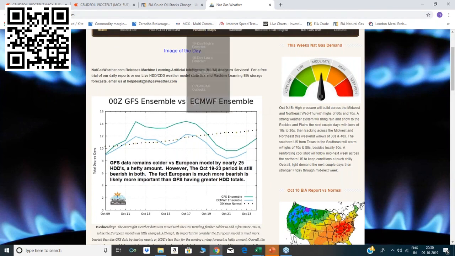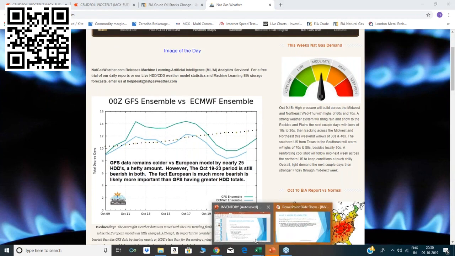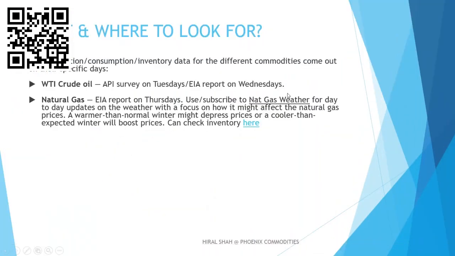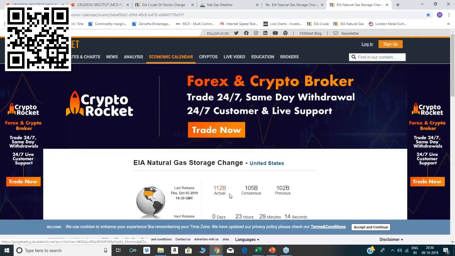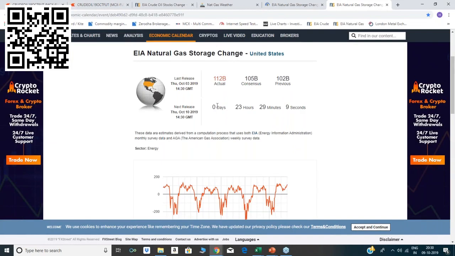So here we can look into that. Again, coming to our PPT. How do we check the inventory data of natural gas? Here you can check the inventory data of natural gas. Same way, on FX Street, you people can look into the natural gas inventory. When is the natural gas inventory? Look here, the timings are given. Exactly, tomorrow 8:30 p.m., right?